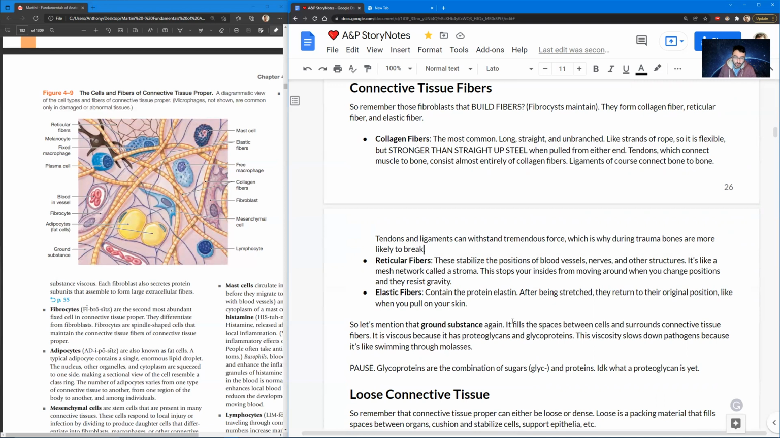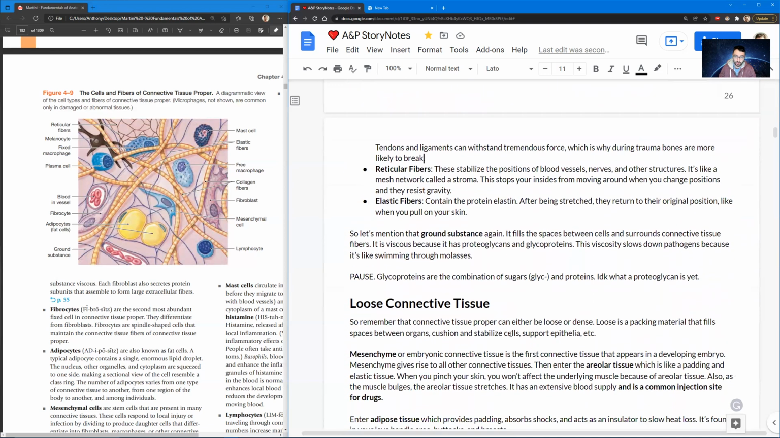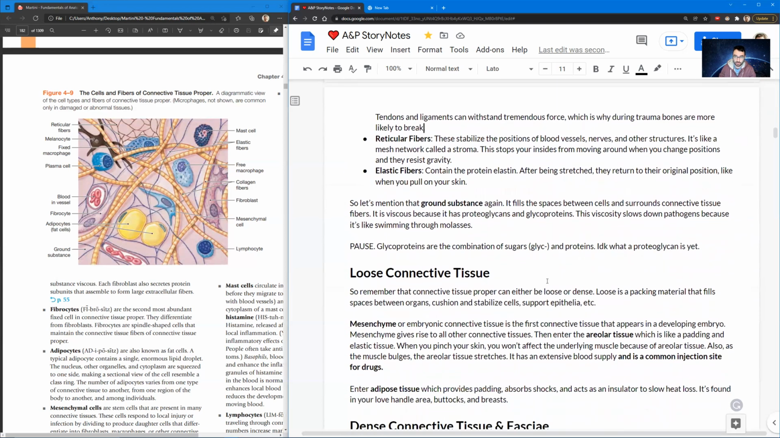All right. We're going to talk about that ground substance again. It fills the spaces between cells and surrounds connective tissue fibers. It's viscous, it's syrupy, because it has proteoglycans and glycoproteins. This viscosity slows down pathogens because it's like swimming through molasses. All right. Glycoproteins are a combination of sugar and proteins.